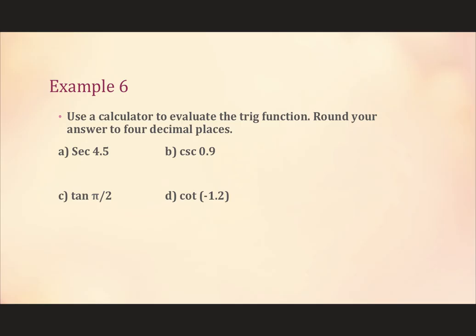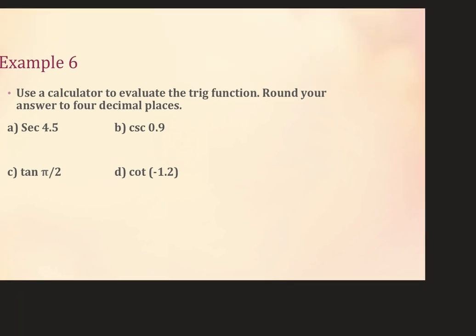Last thing we're going to do is with our calculators. This says use a calculator to evaluate the trig function. Round your answer to 4 decimal places. This is when it starts to get fun to use a calculator because our mode is important. So what is true about all of those angle values? Are they radians or degrees? They're all radians. There's not a single degree symbol on this slide. If I said find sine of 32 degrees, that is in degrees, and that means my calculator has to be in degrees.